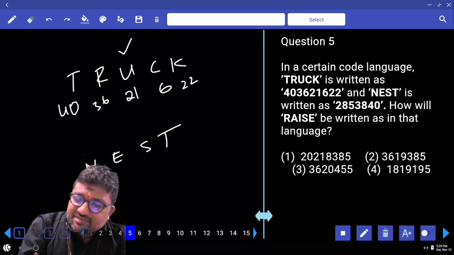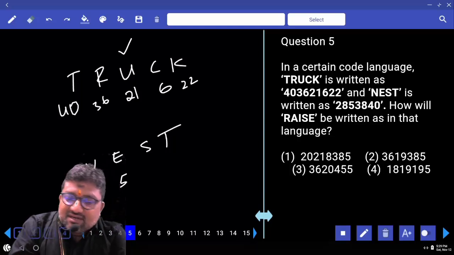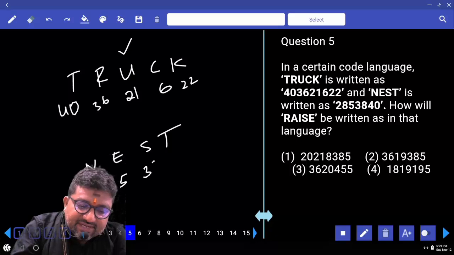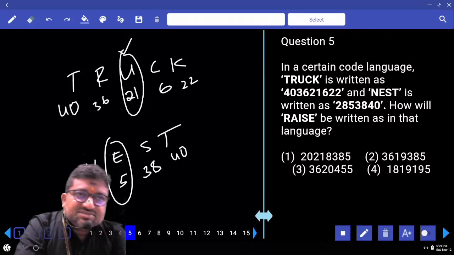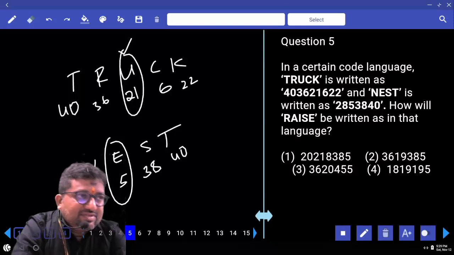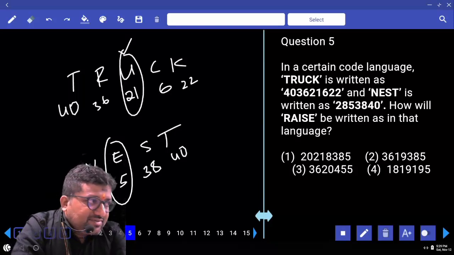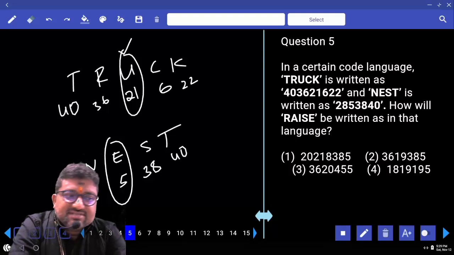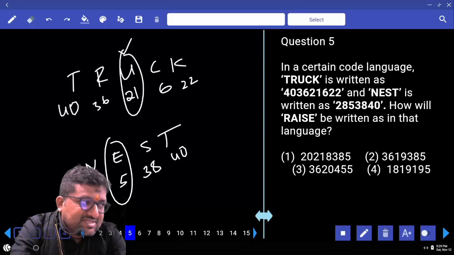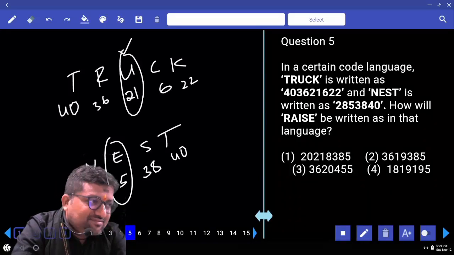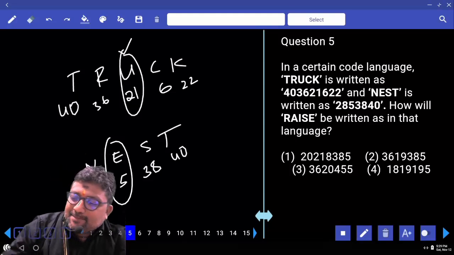N is 14, he is writing it as 28. E is 5, we have coded it as 5. S is 19, he is coding it as 38, and this is 40. Look at this E and this U. What's the similarity between E and U? They are vowels. Vowels are coded with the same place value, whereas the consonants are doubled. R is 18, doubled 36. A is 1, 1 because there is a vowel. I is 9. Come on, second option.